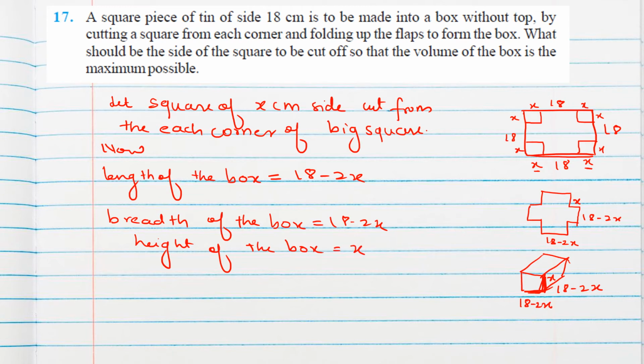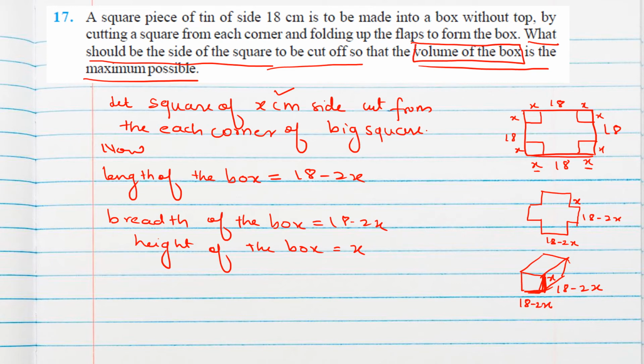Okay, now see what will happen. What is the next part of the question? What should be the side of the square? That means we should find x to be cut off, so that the volume of the box is maximum possible. So what is our function here? That function which we have to maximize is the volume of the box.